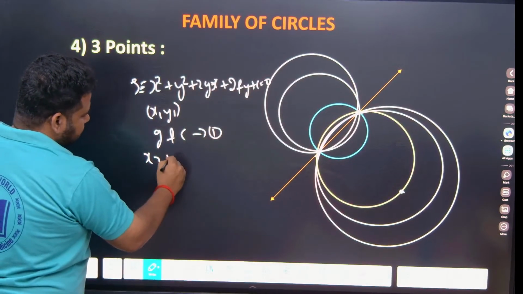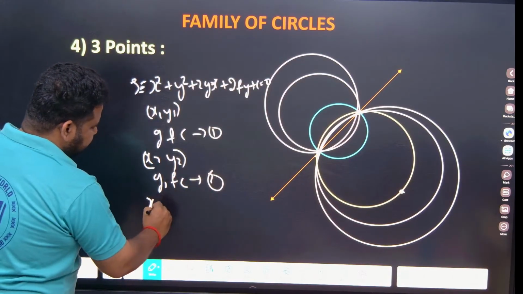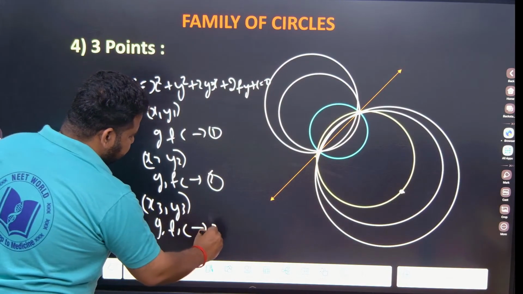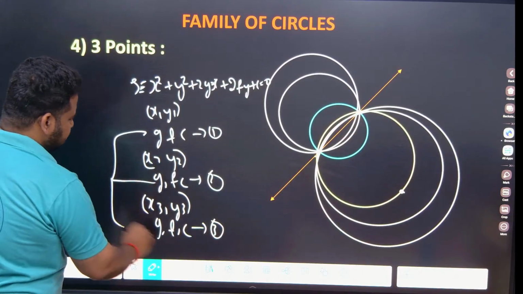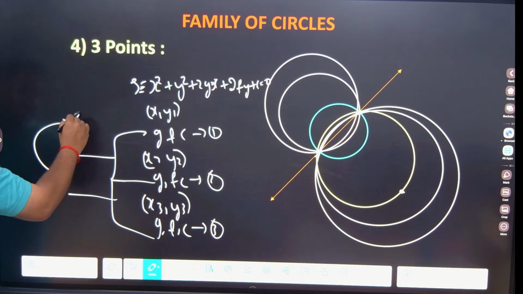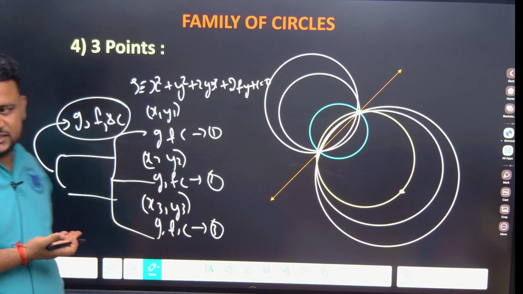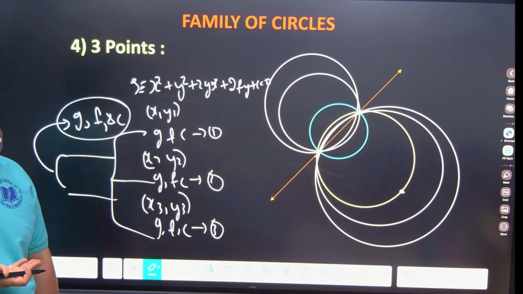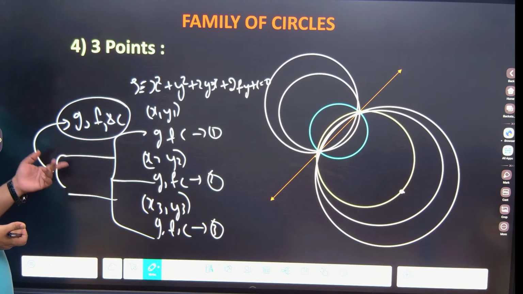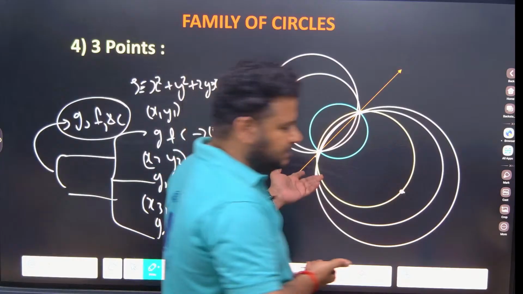Then you take x2 y2, and you get a second equation in g, f, c. Then x3 y3, correct? You get another equation in g, f, c, the third equation. You solve all these 3 equations, and from there you get the values of g, f and c. That is what you will do: you put the points, you get the equations in g, f, c, and on solving these 3 equations you find the values. This is about 3 points, which you have already done.